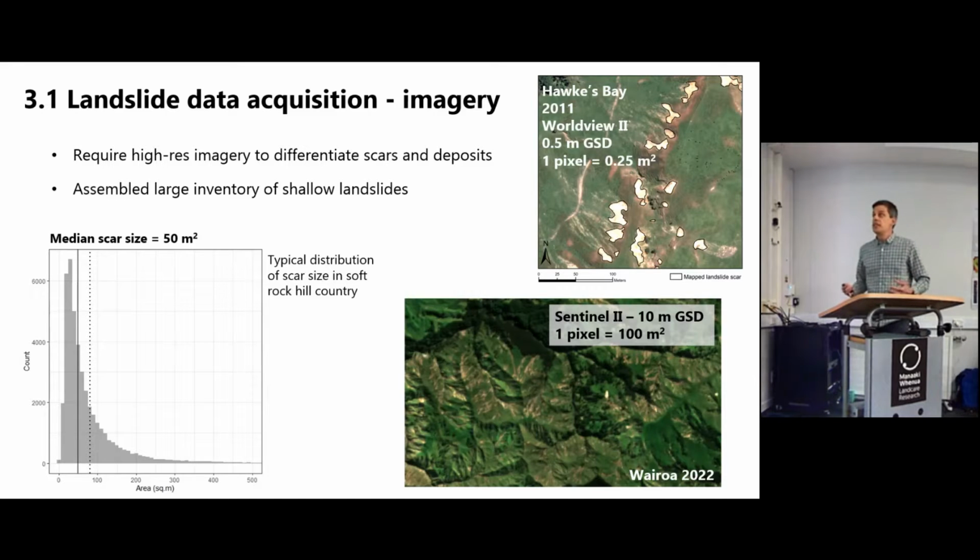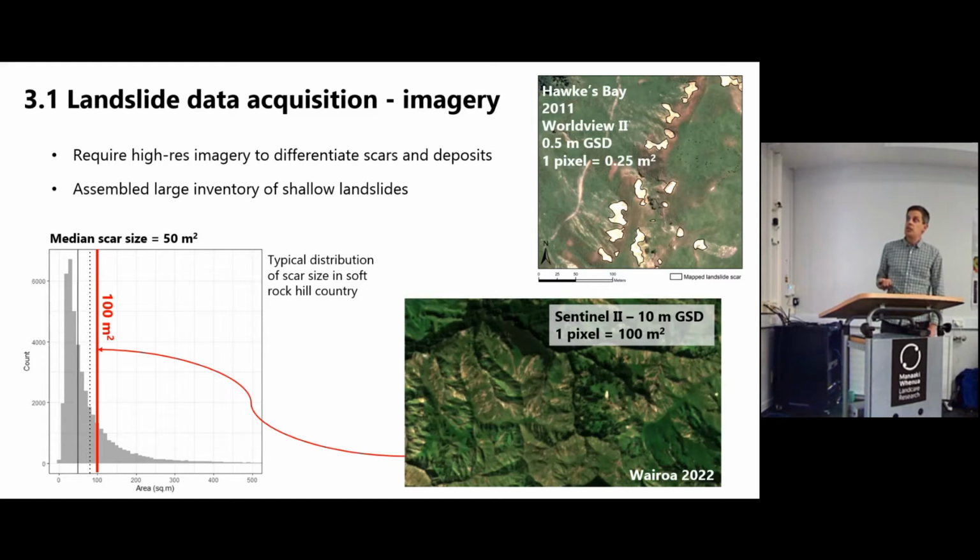And over the last 5 years, and including some work prior to this, we've assembled a very large inventory of shallow landslides, spanning it now, I think it's 15 sites, hundreds of thousands of landslides mapped. Here is an example of the distribution of those landslides in terms of their area. This one's from about a 43,000 landslide inventory from the Wairapara. Median scar size is 50 square meters. That's the dark vertical line.